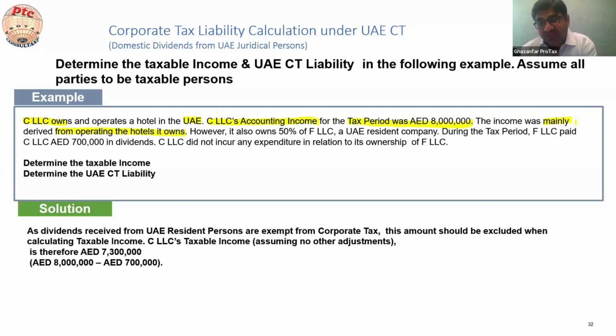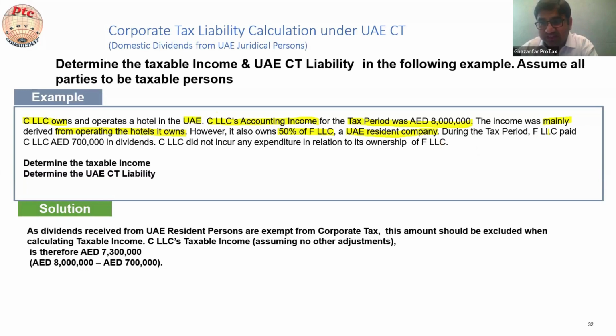Now he did not mention 100%. The second part is, however, they're saying it's also owning 50% of the FLLC, a UAE resident company. Again, this is the important part. Most of you understand this is the local dividend. You guys already picked this good activity. This is the local dividend. If it's a foreign dividend, then the calculation and application will be different. You already know the local dividend, and you already confirmed that point in today's conversation.